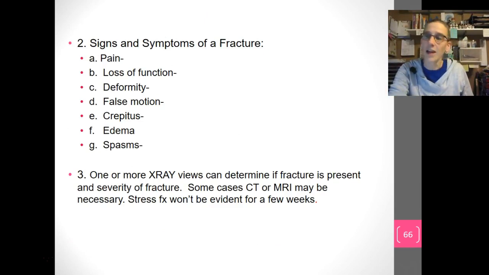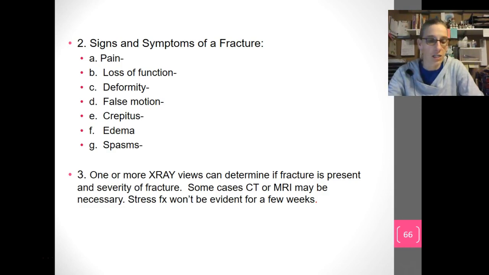False motion. This is an unnatural movement. If something is moving not the way it should be, then we've got to look into fractures. Crepitus. If you remember, crepitus is that grating sound of the bone ends moving over each other. It can also be caused by air trapped in the soft tissue, and you hear a popping, clicking sound. Edema is a very big thing that occurs with a fracture because you've had trauma to that area, so our body automatically reacts and causes swelling. Sometimes we can't do anything about the fracture until the swelling goes down enough to really see what's going on.